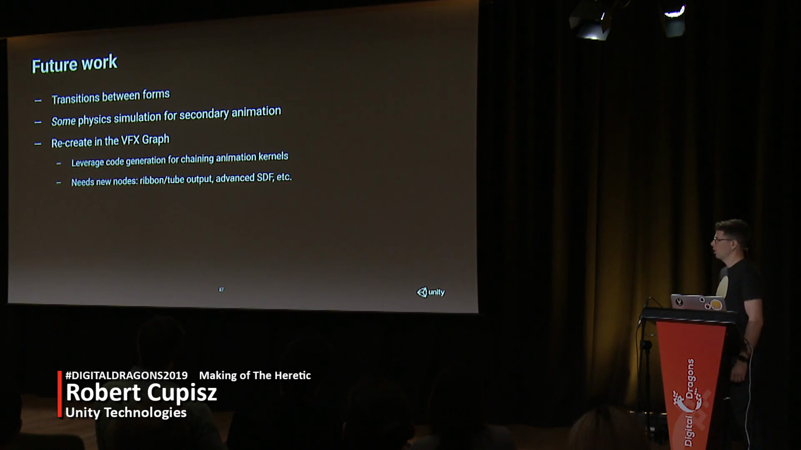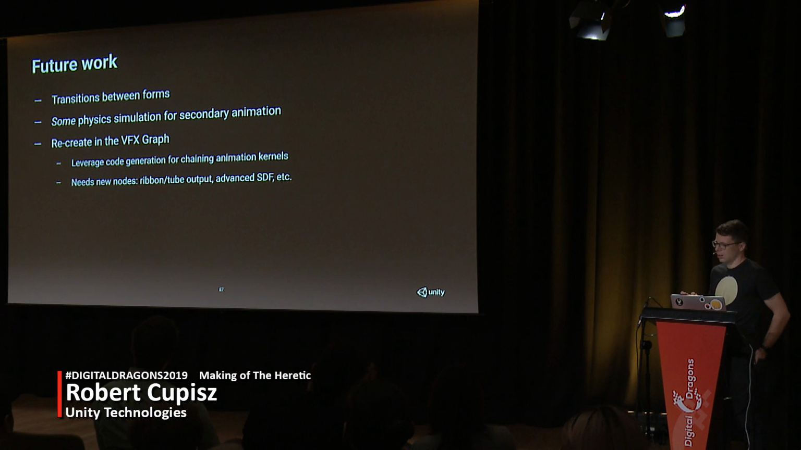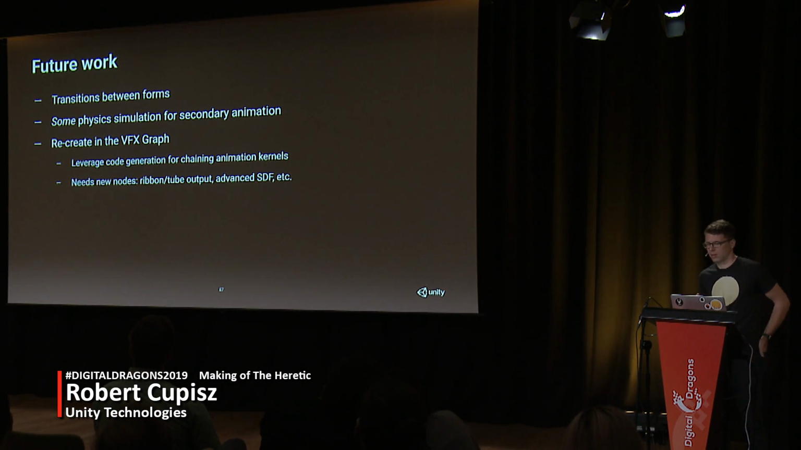Future work for this includes more transitions between forms. But also the interesting bit will be to try to recreate it in the VFX graph. That one was created in Unity after we were more than halfway through with the creation of Boston. But now it's time to try it out, and it will be an interesting experiment because we will be able to leverage the code generation that's built into the VFX graph. So all the animation kernels could be grouped as visual blocks, but then they get generated into one compute kernel.